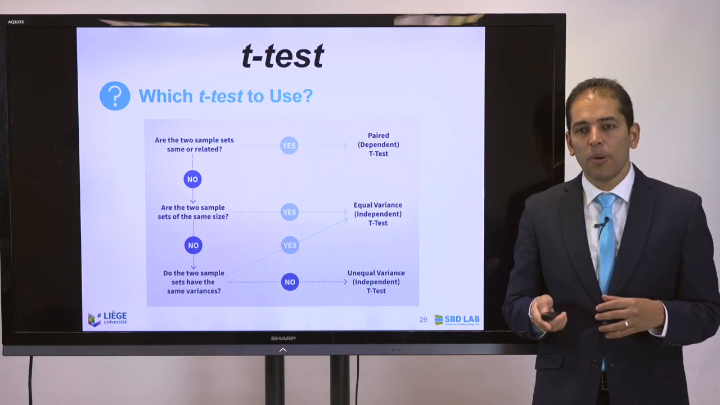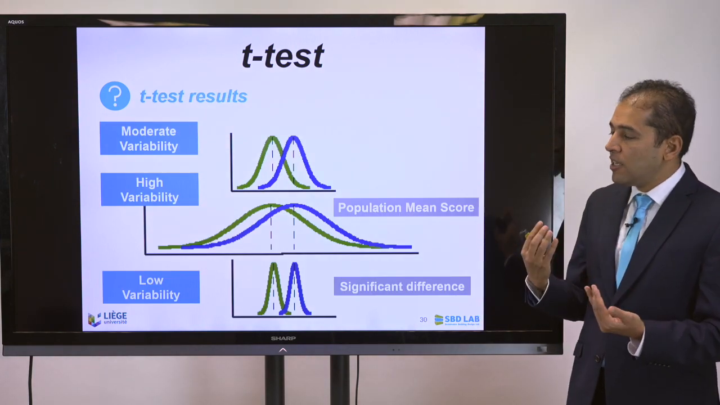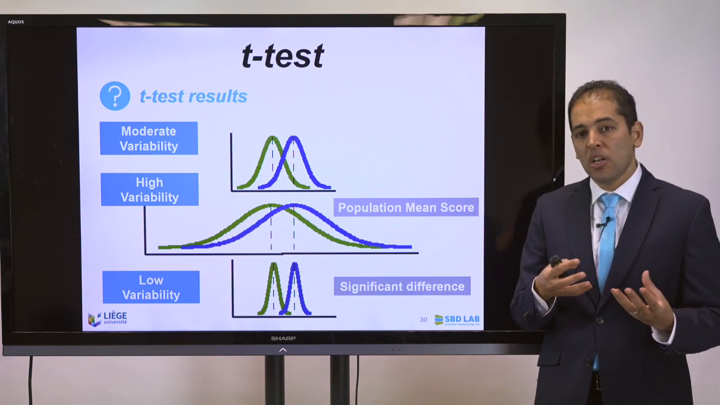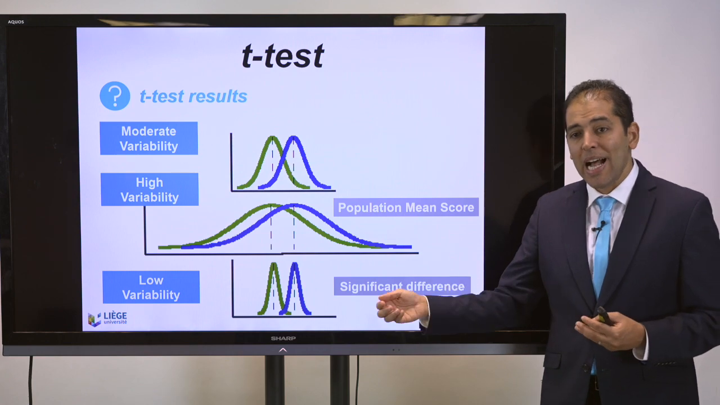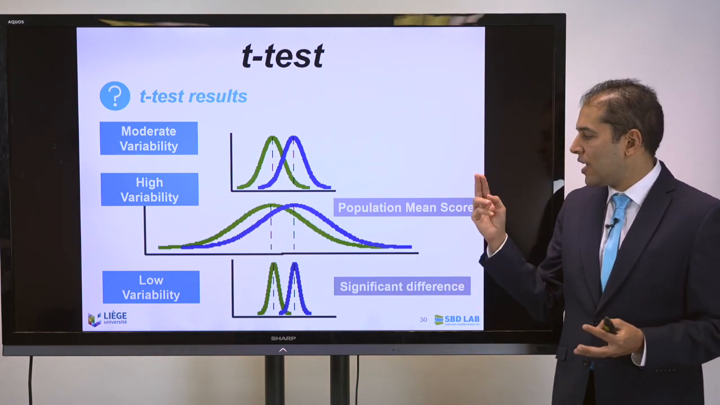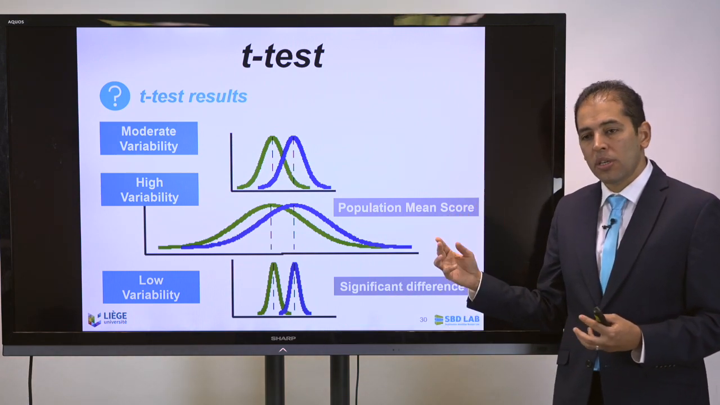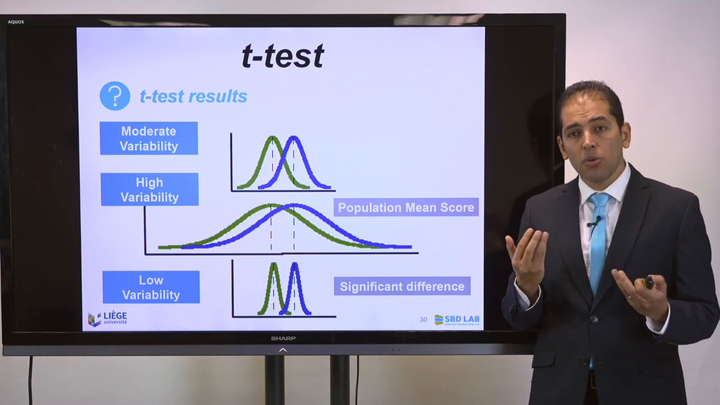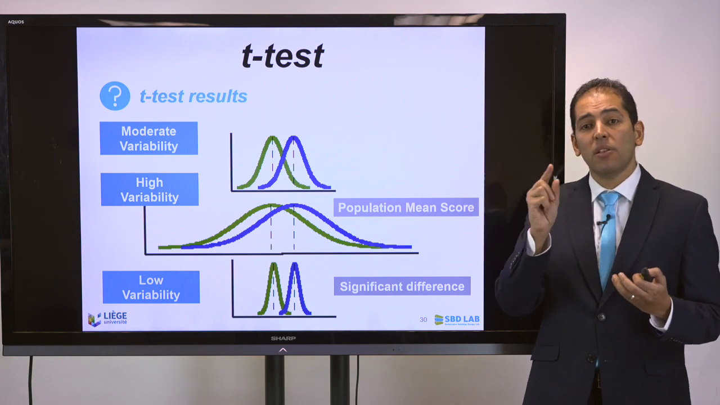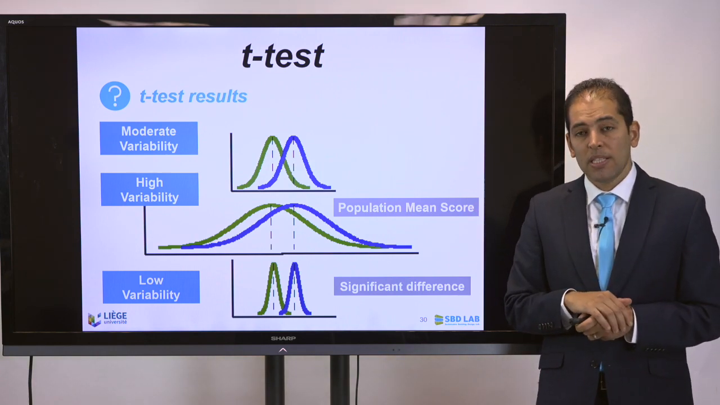So this is the logic behind it, and here you can see the variation of results of different t-tests, where we can have a moderate variability, a high variability, a low variability, and every time we are calculating the population mean score and the significance difference. So another test that allows us to characterize and better compare the difference between two different samples.